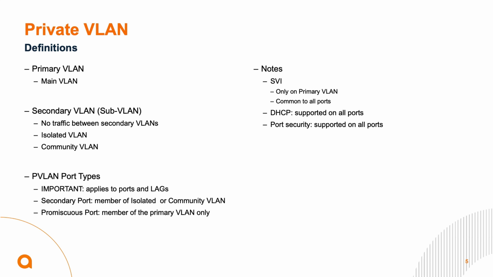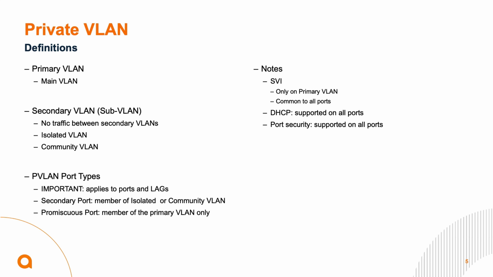Let's start with some definitions. The primary VLAN is the main VLAN that we will subdivide. The secondary VLANs are those subdivisions or sub-VLANs. And the first thing that you need to know is that there will be no traffic between secondary VLANs. Secondary VLANs can be of two types: isolated VLANs or community VLANs.